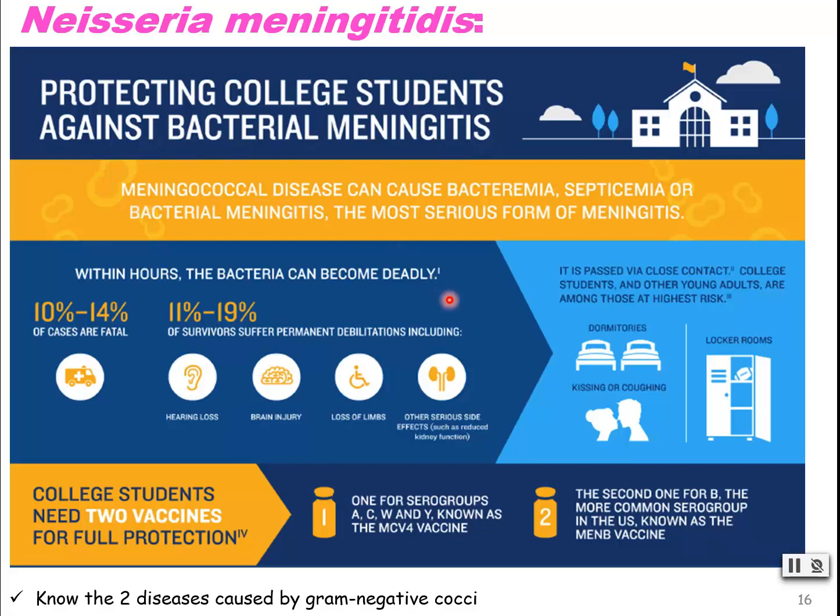The problem with this is even if you recover, a lot of times there is permanent damage. So once again, when something is super serious, we make a vaccine to protect our population. It is going to be the unvaccinated who are at risk. Also, it is transmitted through close contact, and young people are just a little closer than the older people.